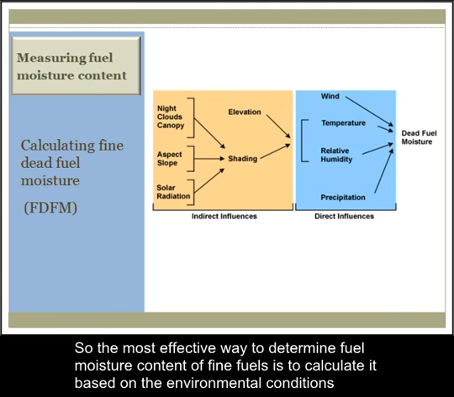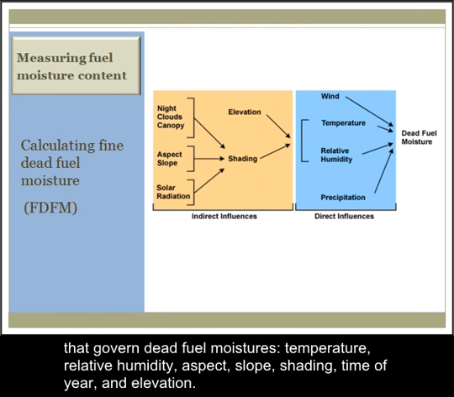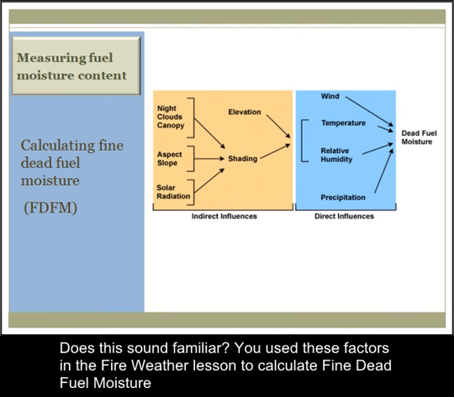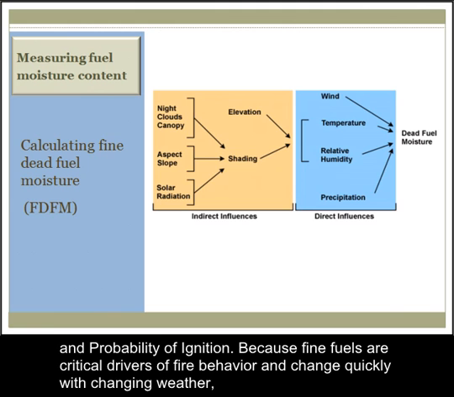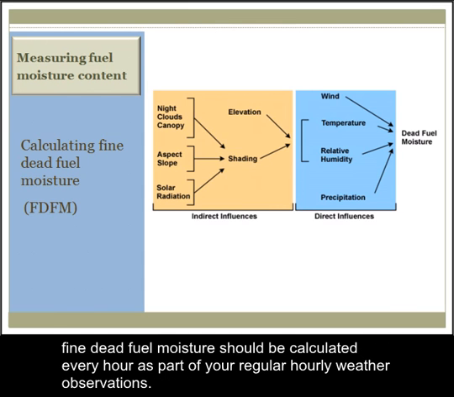So the most effective way to determine fuel moisture content of fine fuels is to calculate it based on the environmental conditions that govern dead fuel moistures: temperature, relative humidity, aspect, slope, shading, time of year, and elevation. Does this sound familiar? You use these factors in a fire weather lesson to calculate fine dead fuel moisture and probability of ignition. Because fine fuels are critical drivers of fire behavior and change quickly with changing weather, fine dead fuel moisture should be calculated every hour as part of your regular hourly weather observations.